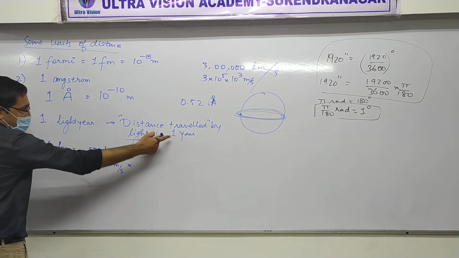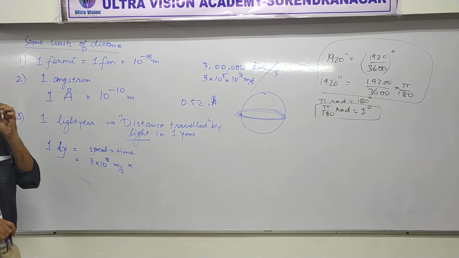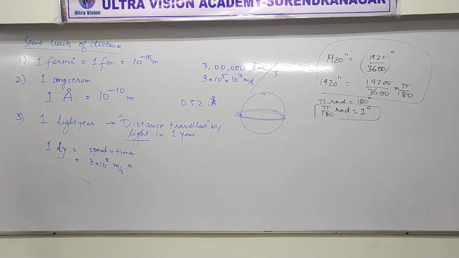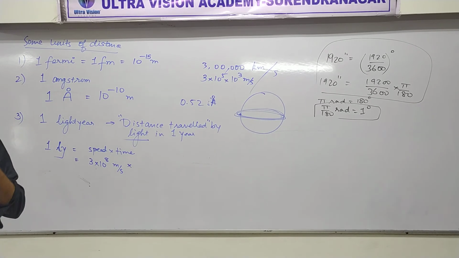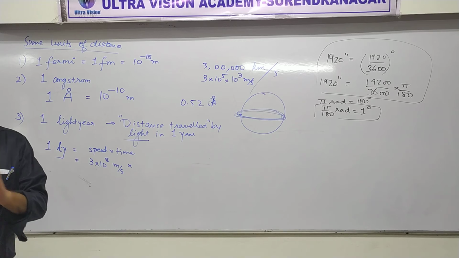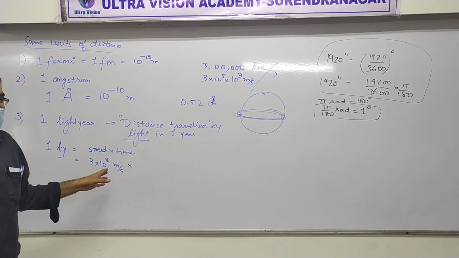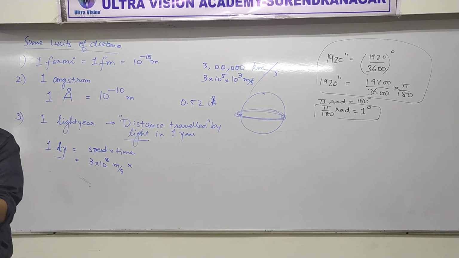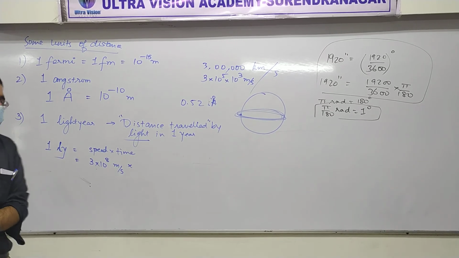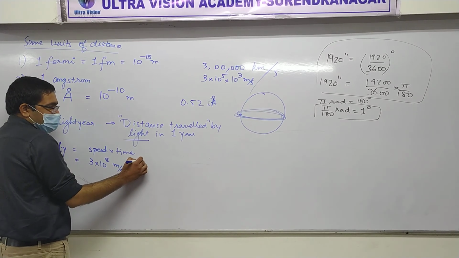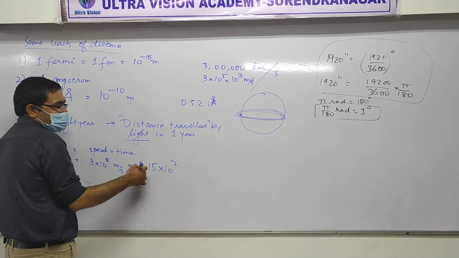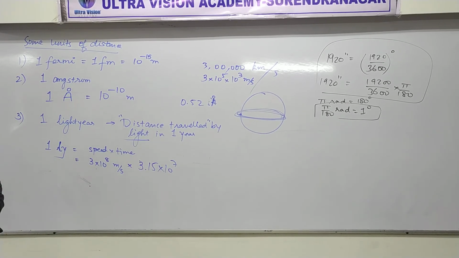Now time. How much time? 1 year. Is year SI unit of time? What's the SI unit of time? Second. 1 year is how many seconds? We have written it earlier. The class has not ended yet. Okay, I'm here. The class is on. 1 year is how many seconds? Find it from your notebook. We have done it earlier. 3.15 into 10 raised to 7 or 3.16 into 10 raised to 7.